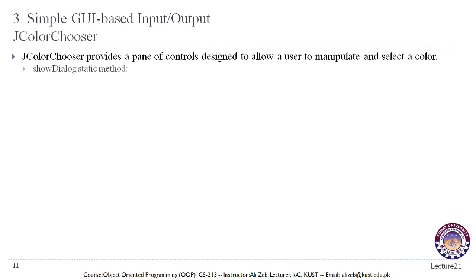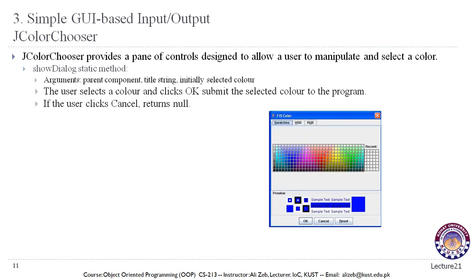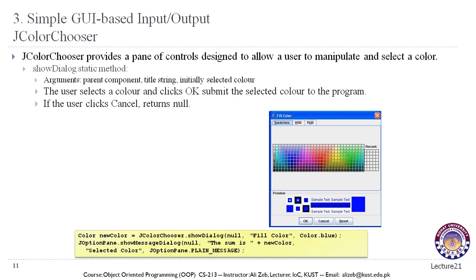So we have a showDialog static method. Arguments include the parent component, the title string, and the initially selected color, or default color that is already selected. The user selects a color and clicks OK, which submits the selected color to the program. If the user clicks cancel, it returns null. This is the type of dialog box that you can create with this line of code.